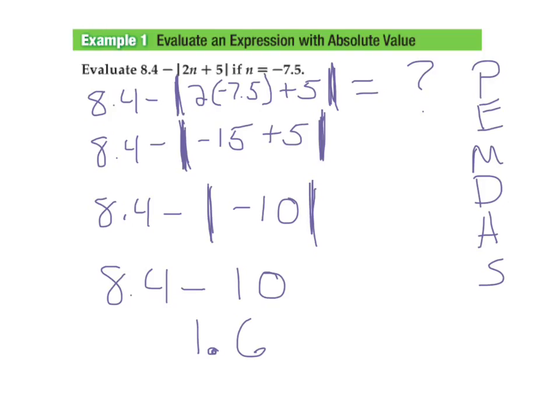So again, what we did is we plugged in, we treated the absolute value bars as a set of parentheses that has a special function, and at the end, when we got down to the point where we had just a number inside the absolute value bars, no math to do, we used the absolute value bars to change a negative value to positive, or to just leave a positive value alone. And we ended up with 1.6.